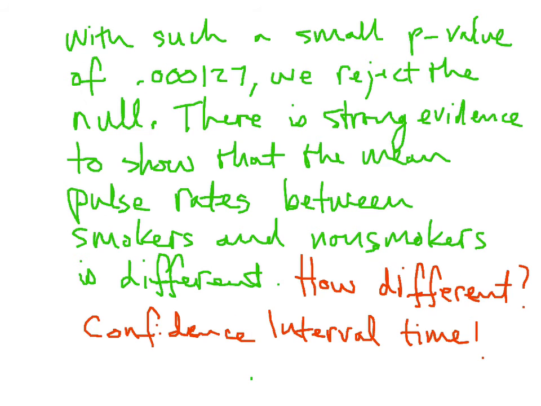So the conclusions are the same as what we've seen before. It's a decision on the null based on the p-value. So with such a small p-value, we reject the null. There's evidence to show that the mean pulse rates between smokers and non-smokers is different. Now, how different? You guessed it, confidence interval time. We always want to use a confidence interval to show how different things are when we reject the null.